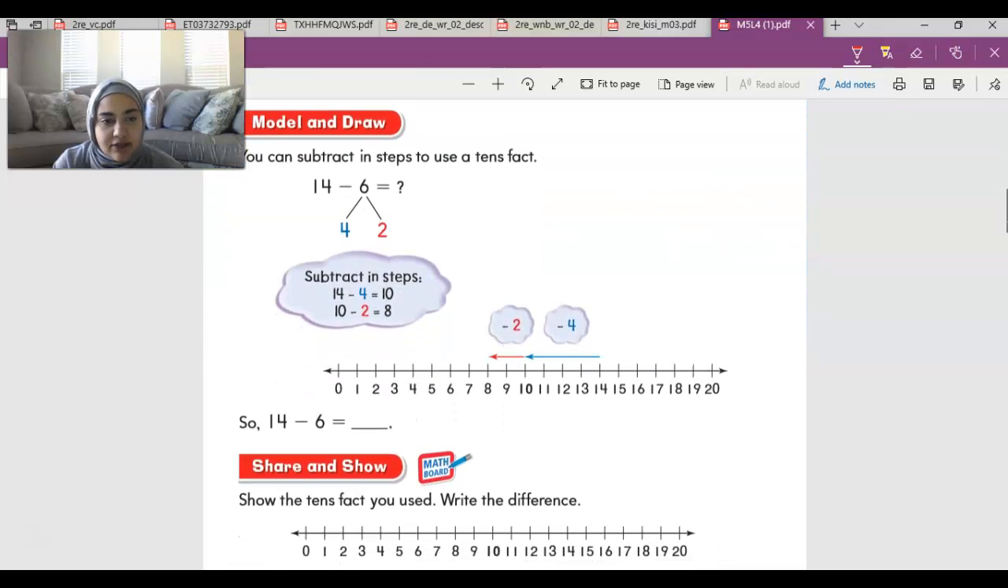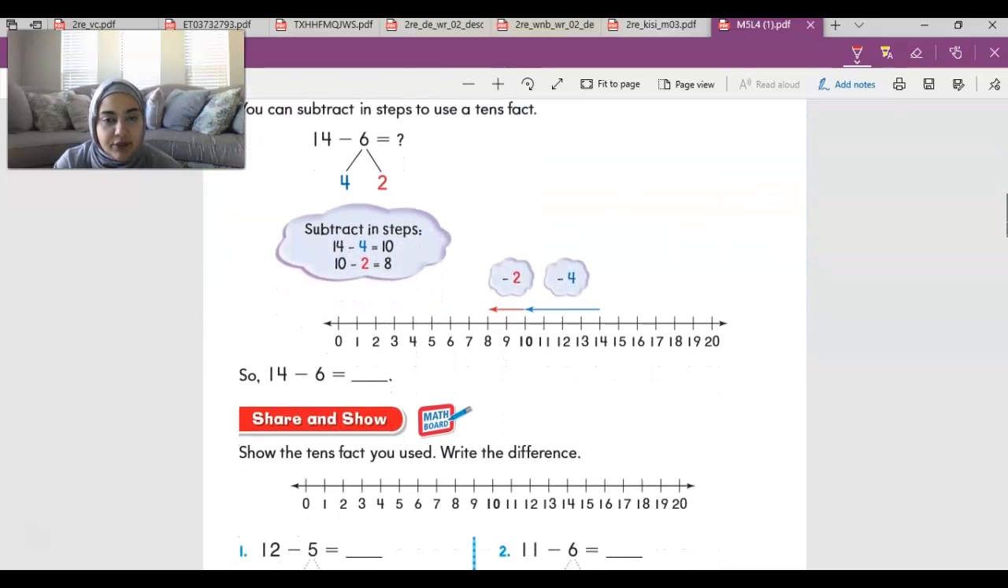Let's keep going. It says you can subtract in steps to use a 10 fact. So it says 14 take away 6. Well, you can do it in steps. You could say 14 take away 4 is 10. And then you can say 10 minus 2 is 8. So what you're going to try to do is take the ones place of the number. The ones place of the whole number here is 4. And then 4 plus what is 6? 4 plus 2 is 6. Okay. And then you go back 4 and then you go back 2 more. So 14 take away 6 is what? 8.